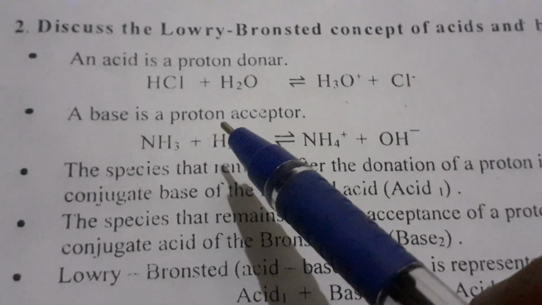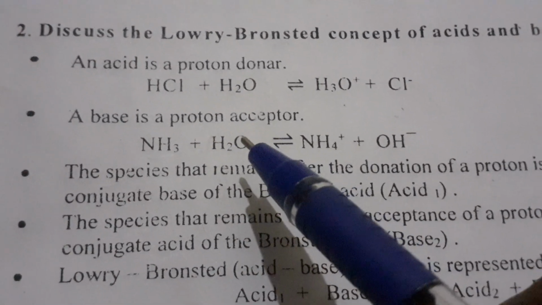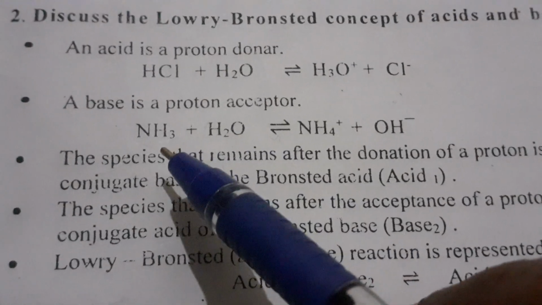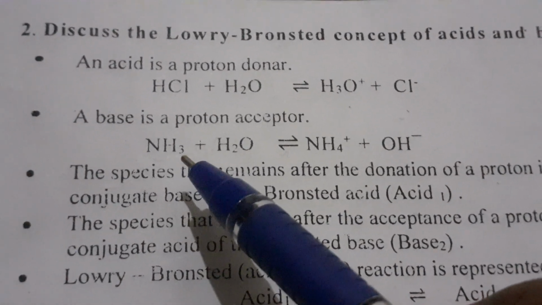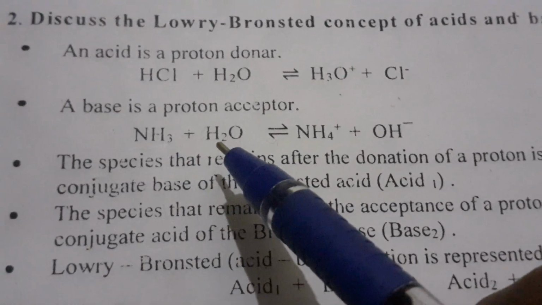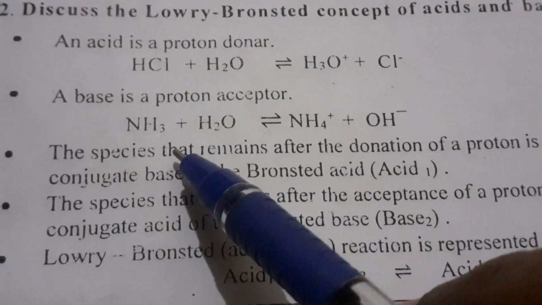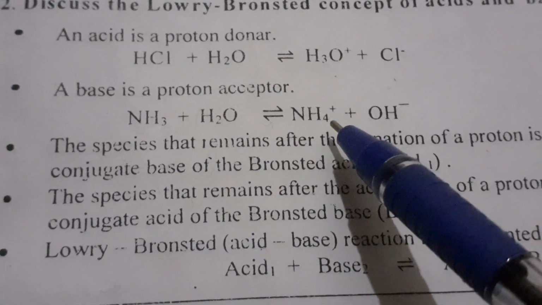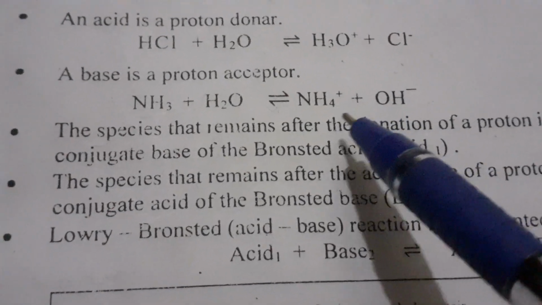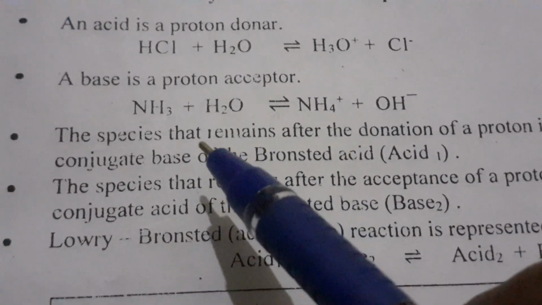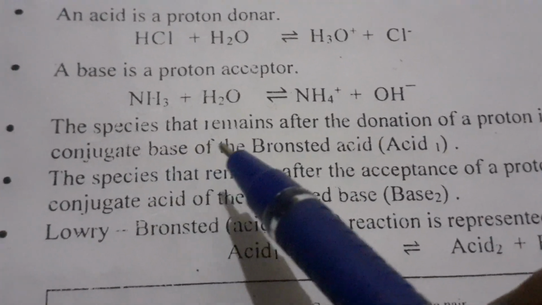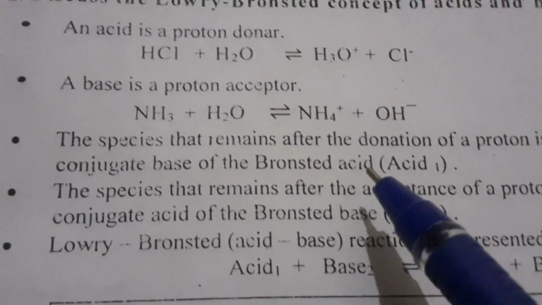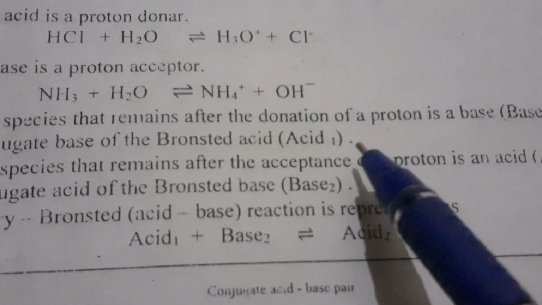A base is a proton acceptor. Here ammonia is a base. This ammonia accepts one H plus ion from water. That's why ammonium ion NH4 plus ion plus OH minus ion is formed. Here, the species that remains after the donation of proton is a base.